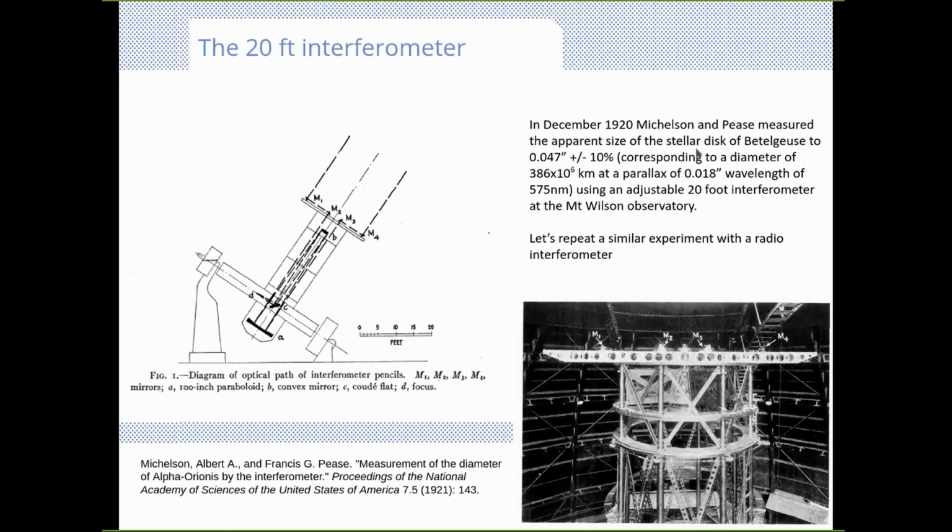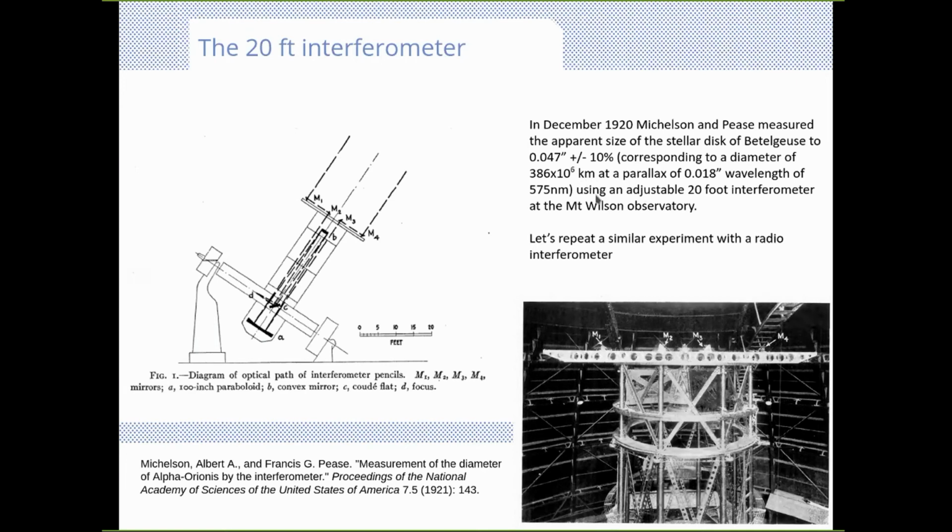Now, the apparent size of the stellar disk of the star is about 47 milliarcseconds, so it's really compact. It's plus or minus 10% roughly. If we consider that the star has a parallax of about 18 milliarcseconds, then we have the distance, and we can compute the diameter, which is about 386 × 10^6 kilometers. So it's really big. It's just under the distance to Mars from the center of our sun, for instance.